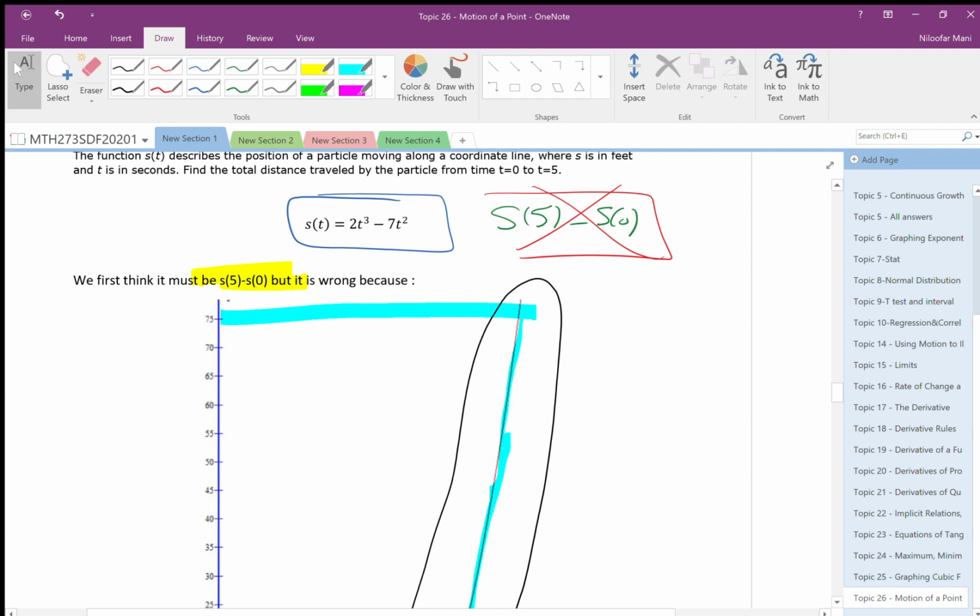Yes, we know the first derivative. You find the first derivative, put it equal to 0, and you find that time. Okay, so it's s prime equals 0. So s prime of t equals 0. So I find 6t squared minus 14t equals 0. So it's t times (6t minus 14) equals 0. t is equal to 0 and t is equal to 14 over 6.